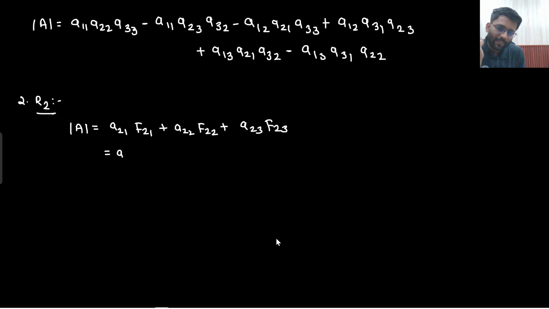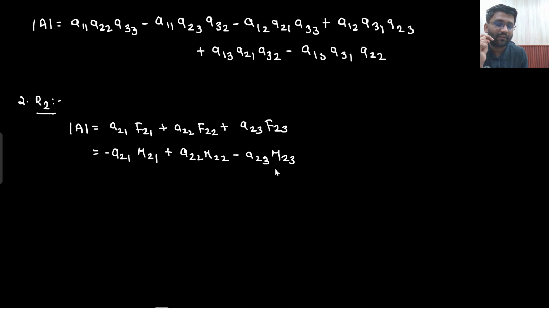Now let me know one thing. A21 cofactor of 21 will be equal to the minor of 21 only, but with the negative sign. Why is that so? Because 2 plus 1 is odd. Plus A22 cofactor of 22 will be equal to the minor of 22 only, and there will not be any negative sign. Why is that so? Because 2 plus 2 is even. Then A23 multiplied with the minor of 23 will be the same but with the negative sign. Why negative sign? Because 2 plus 3 is 5, which is odd. Is that clear to you? So this is the answer we will be getting.